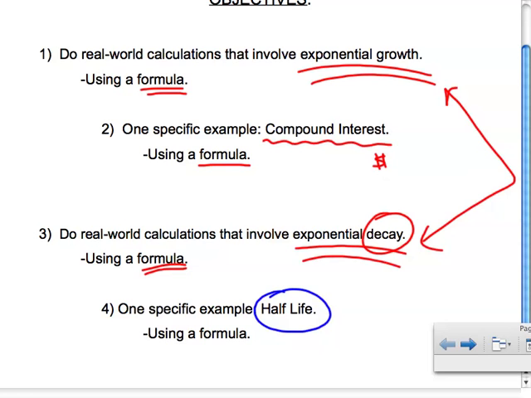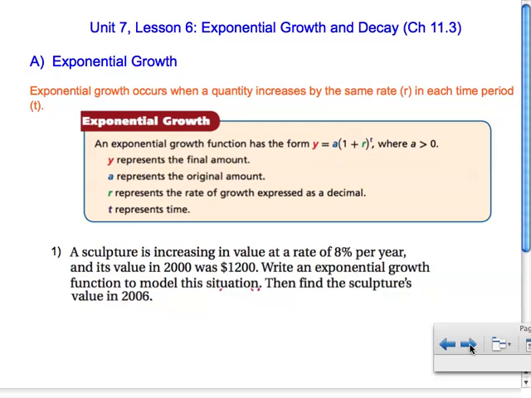Maybe you've heard of that in science. If you haven't yet, you probably will next year in 8th grade. Then you know that is a topic that you will see a lot in science class. So let's begin. We start with exponential growth.